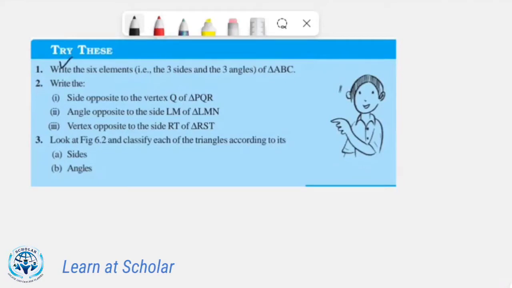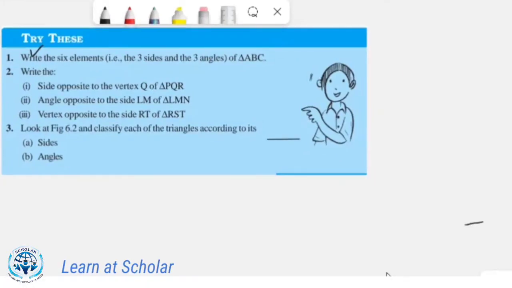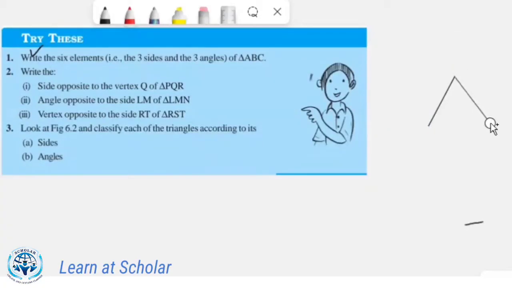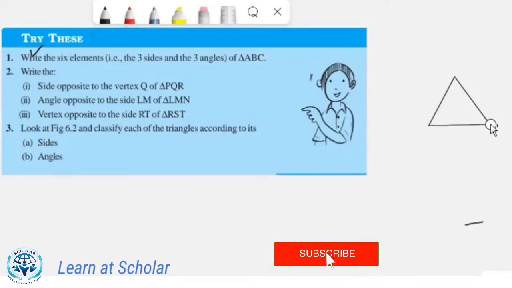The first one is try these. Write the 6 elements, that is the 3 sides and the 3 angles of triangle ABC. So let's draw the triangle first and name it as A, B and C, the 3 vertices.